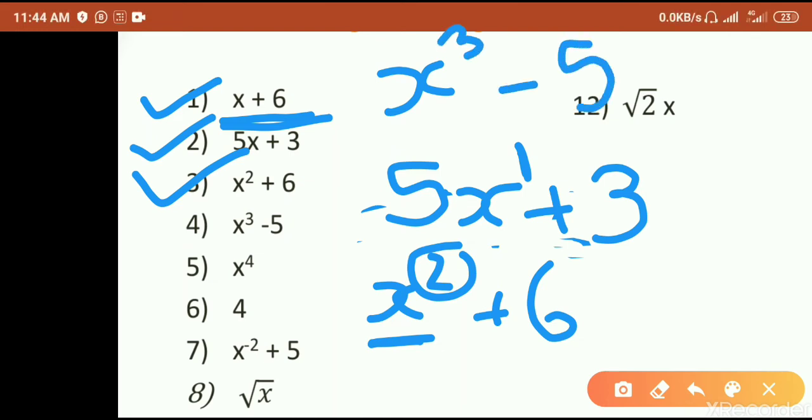What is variable's power? Here variable is x and its power is 3. 3 is a whole number. Yes, it's a polynomial. Now fifth question, x raised to 4. Variable is x and its power is 4. Therefore, it's a polynomial. So we've discussed the first 5 questions. All of them are polynomials.